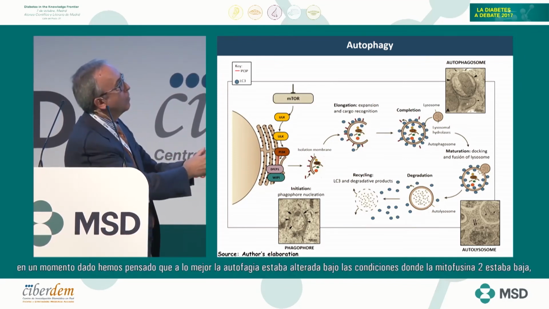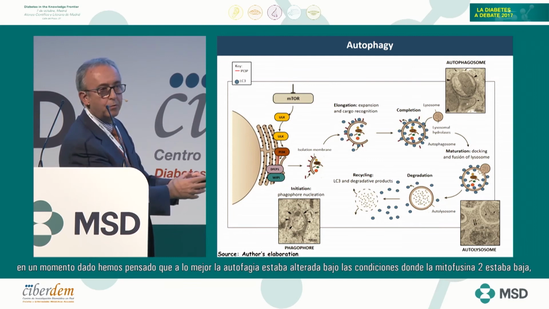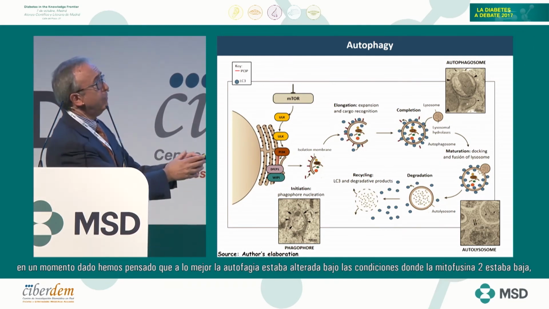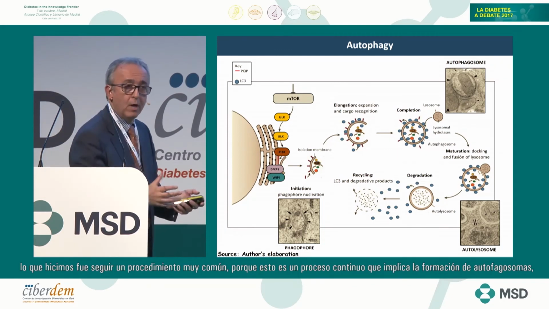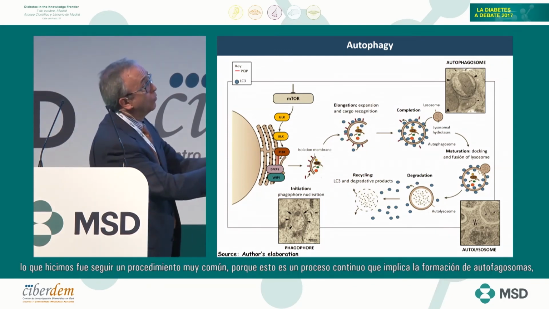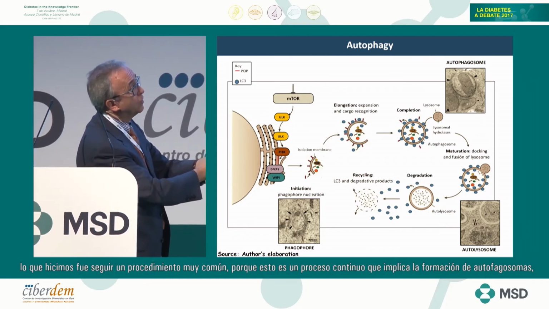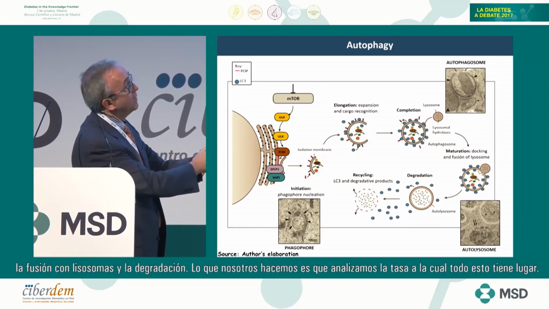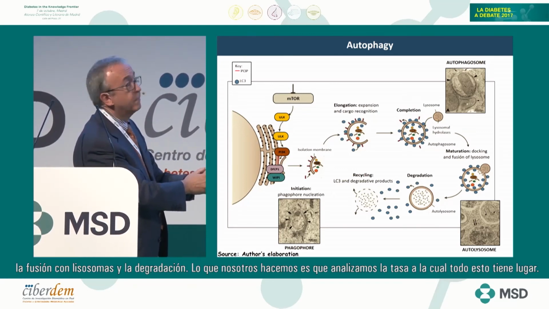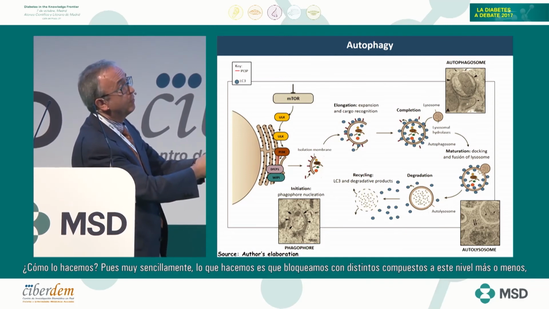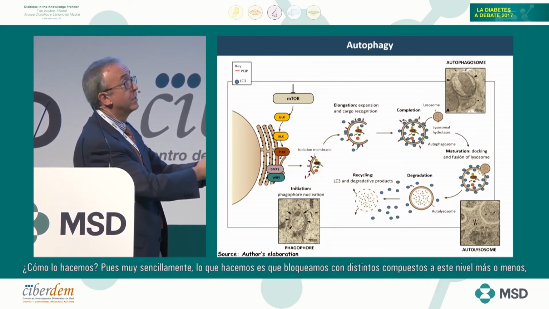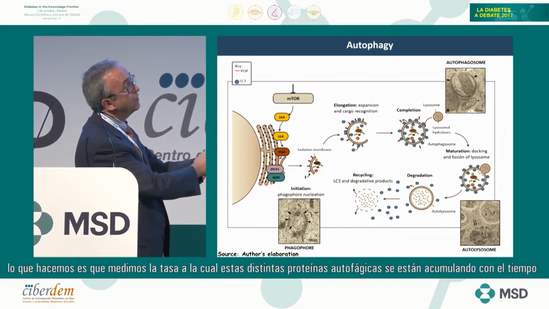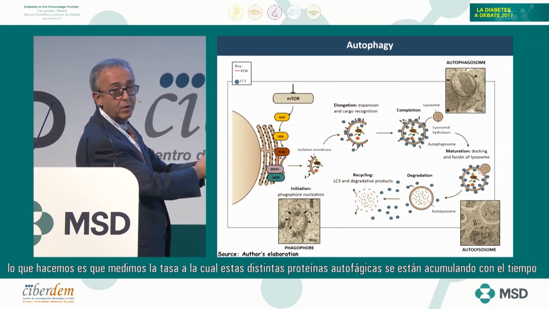At one moment in time, we thought that perhaps autophagy was altered under conditions in which mitofusin 2 was down. So what we did is we followed a very common procedure. Because this is a continuous process, there is formation of autophagosomes, there is fusion with lysosomes, and there is degradation. What we do is we analyze the rate at which this takes place. How do we do it? It's very simple. We block with different compounds at this level, more or less, and we measure the rate at which these different autophagic proteins build up with time.